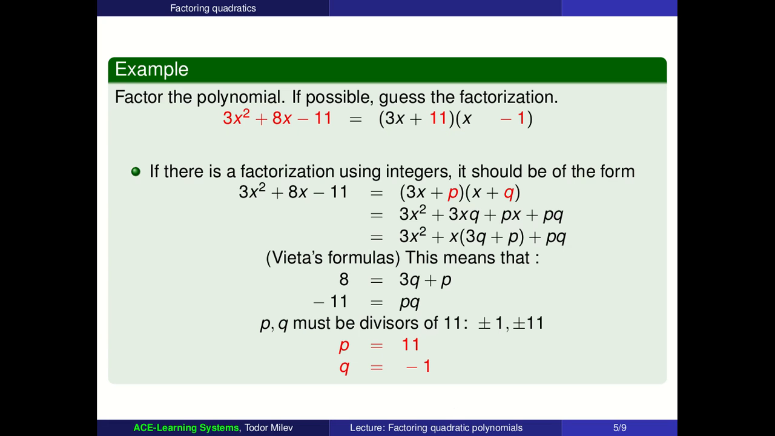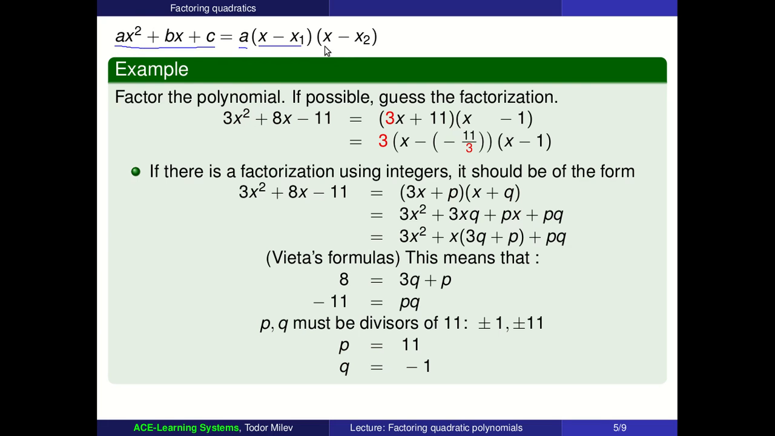But I don't know if you remember the theory. In the theory that we just covered in the preceding slide guaranteed us that a quadratic polynomial ax squared plus bx plus c has a factorization of the form a times (x minus x1) times (x minus x2). You will notice that the factorization we got here, (3x plus 11) times (x minus 1), is actually not of this form.